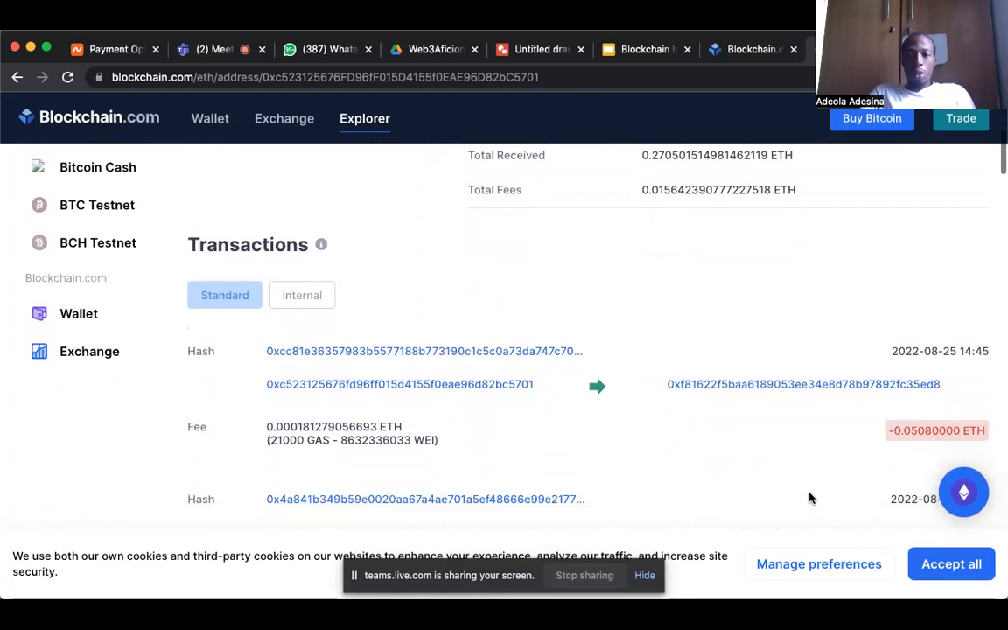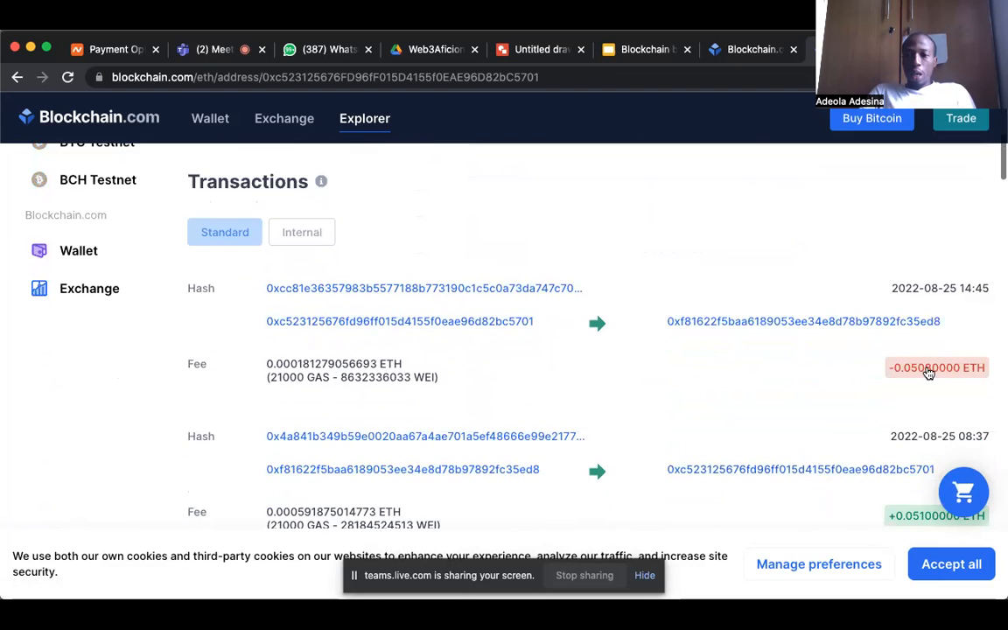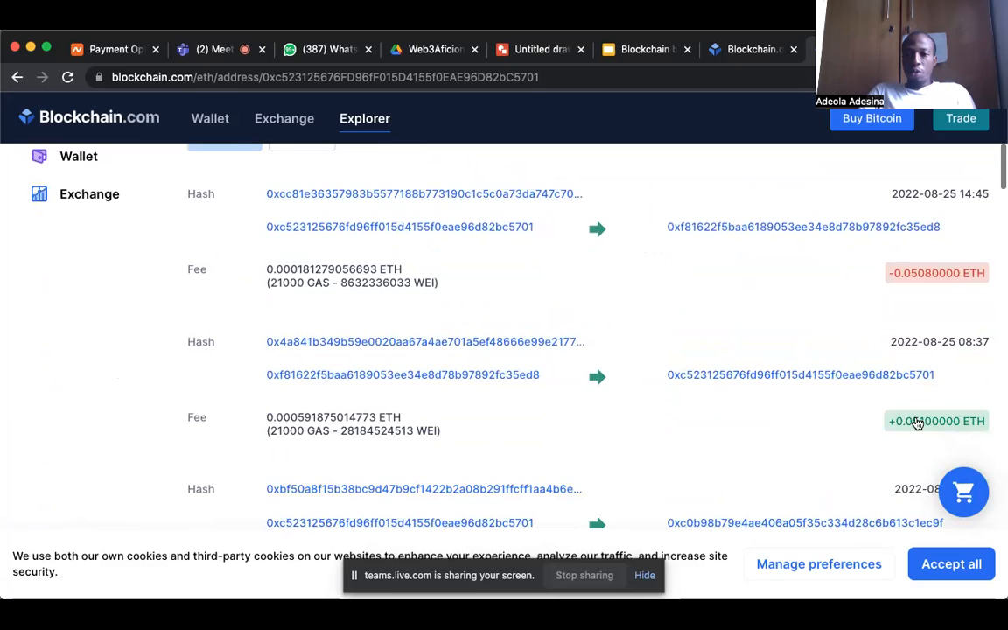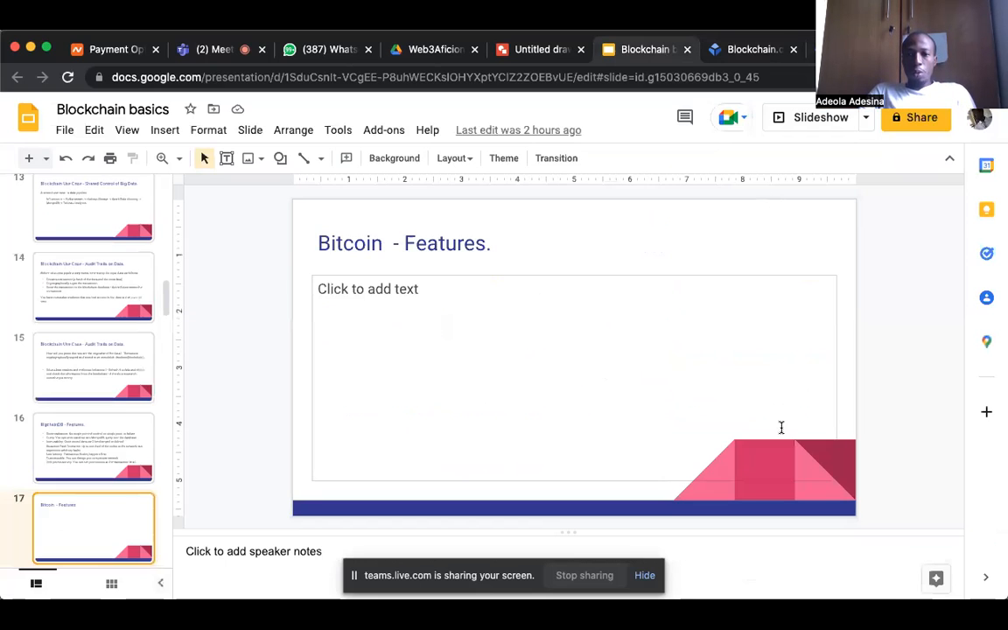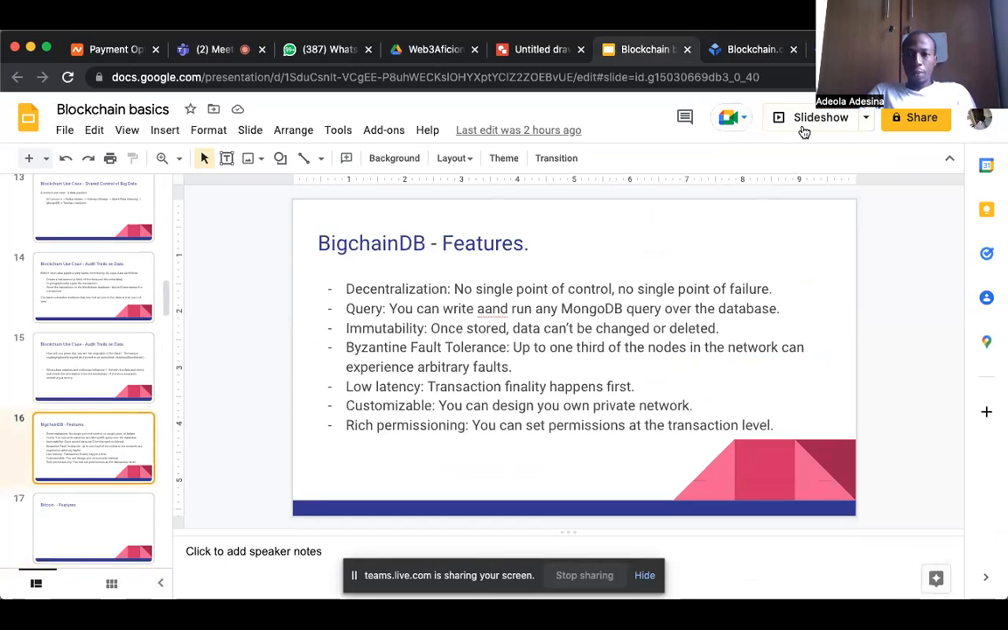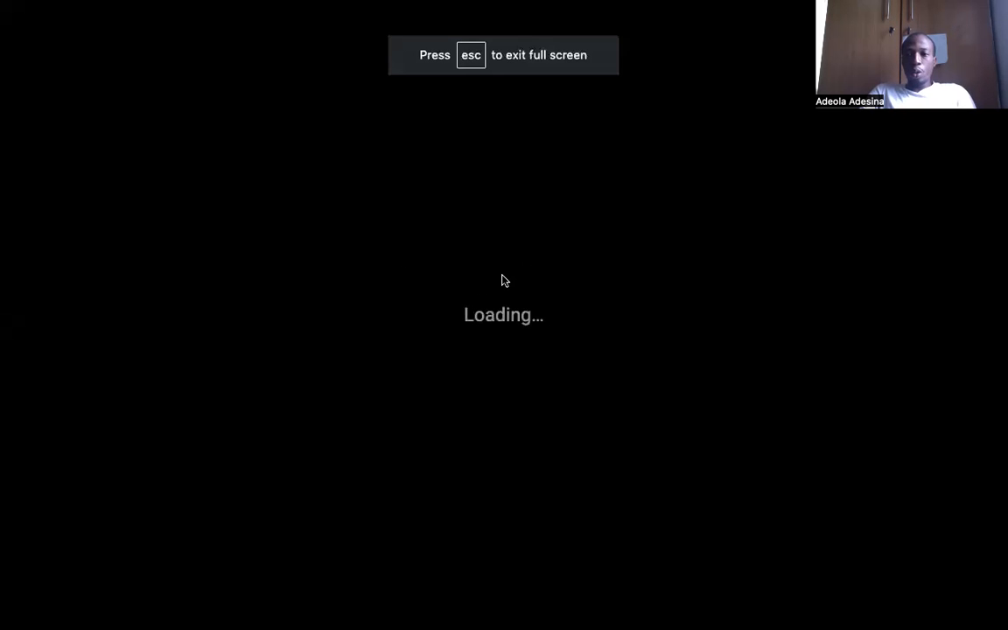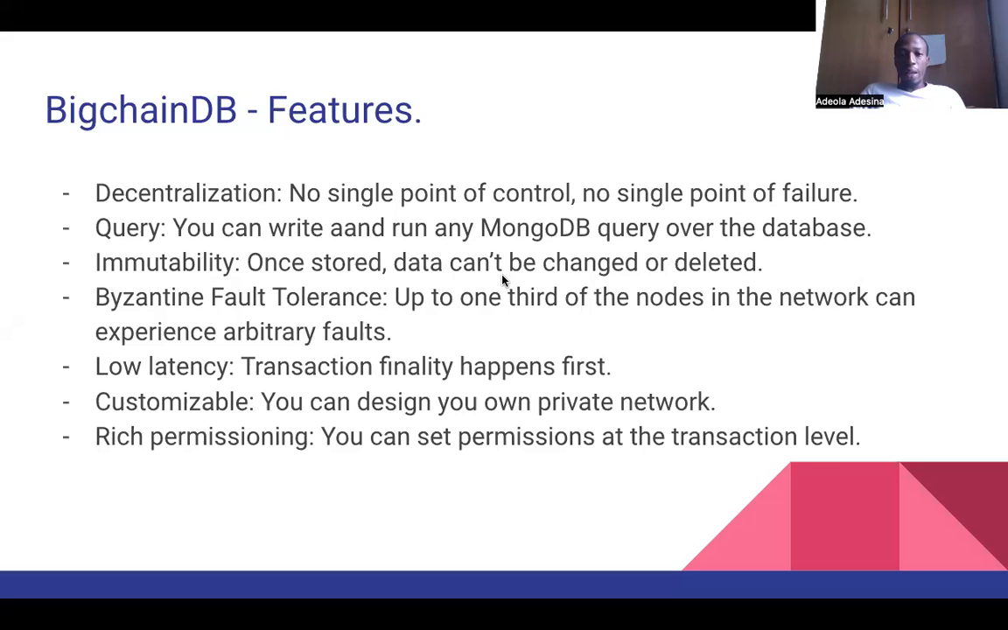If you scroll down, you will see all the transactions. So you sent 0.05 Ether at this point. This address receives 0.05 Ether. You can see the gas fees. You can see the hash. I'll explain all of these things later. So what I'm trying to explain here is that you can query Bitcoin or just any blockchain. Once it's a public blockchain, you can query it at any point.